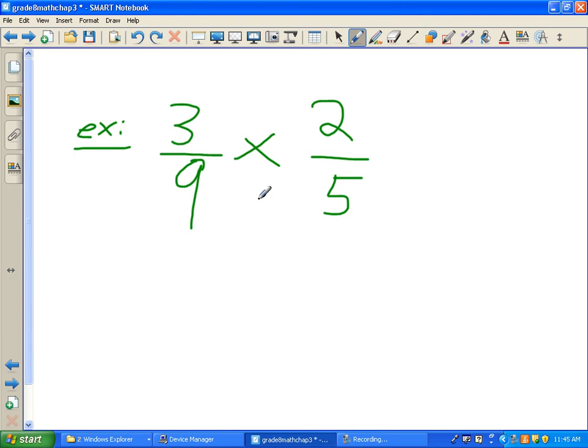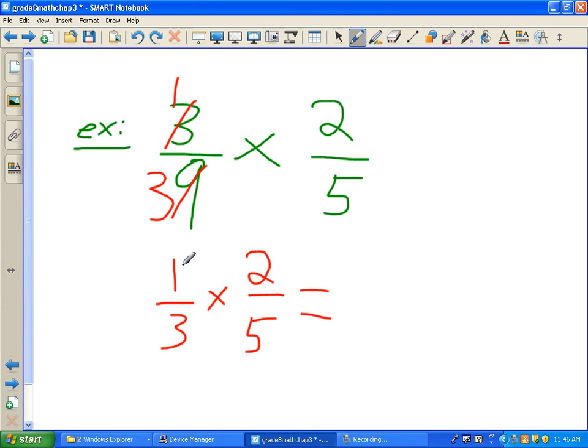Let's take another one. First we check to see, is this as low as we can get it? No. 3 divided by 3 is 1, and 9 divided by 3 is 3. So already we've simplified the fraction itself. 1/3 times 2/5. Now all we have left to do is multiply top by top. 1 times 2 is 2, and bottom by bottom. 3 times 5 is 15.